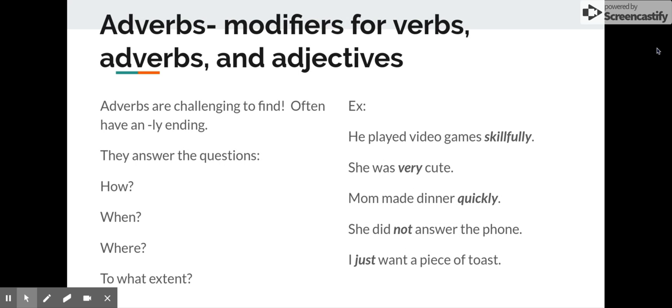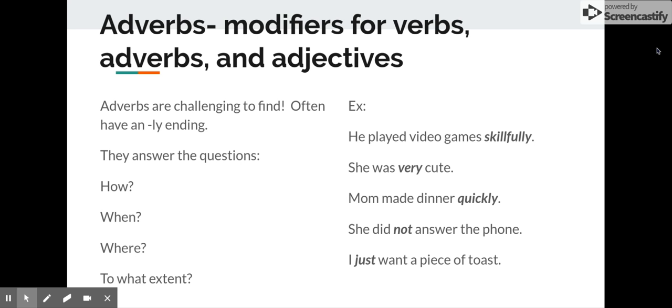On to the more difficult one, adverbs. These are modifiers. They make better, they describe, they explain verbs, adverbs, and adjectives. These are challenging to identify. These are probably the most difficult words in the English language to identify. Sounds easy enough, but when you get into your practice, you'll see how difficult it can be.